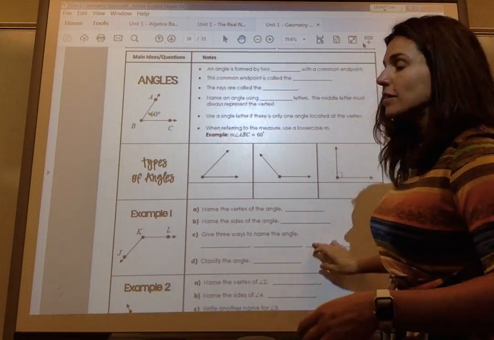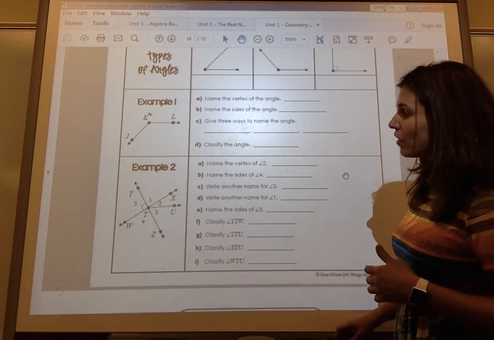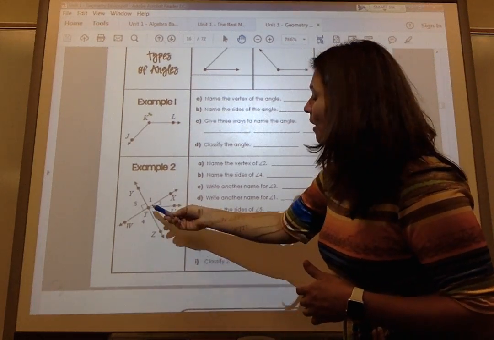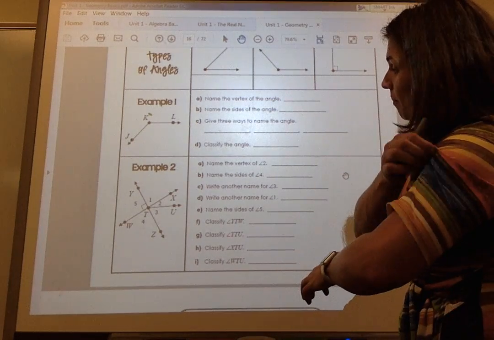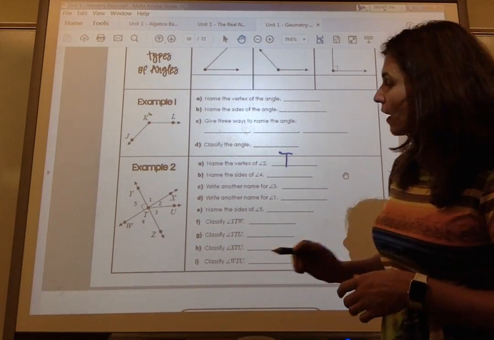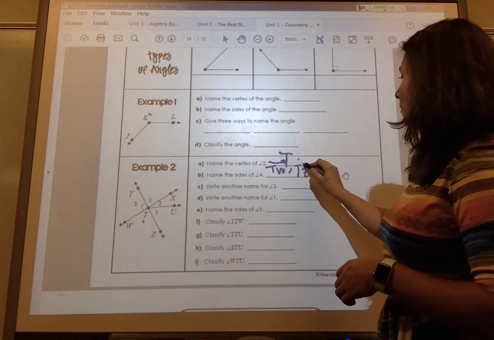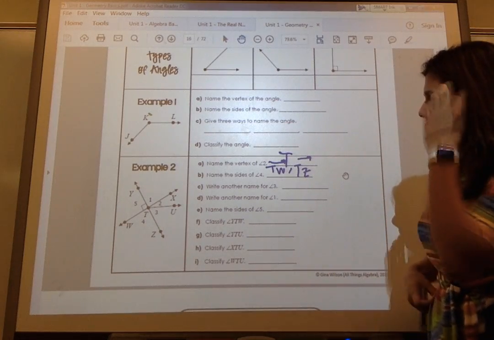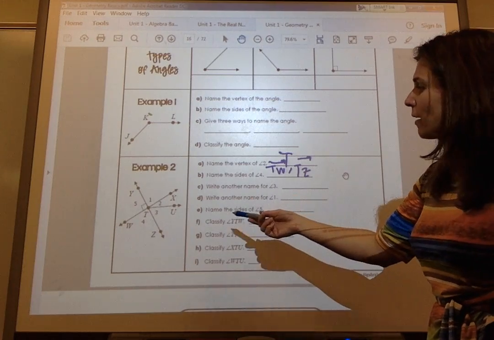Okay, there we go. All right, so example 2, name the vertex of angle 2. The vertex of angle 2, it's kind of interesting here because we've got more, we can say the vertex is T. The sides of angle 4 are going to be TW and TZ. I'm not going to go through all of these, but let's take a look at letter C. Write another name for angle 3.